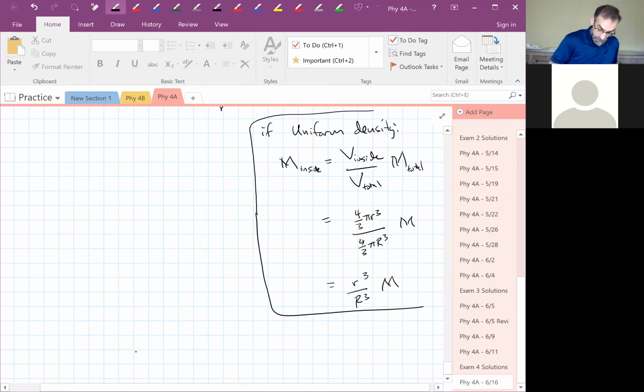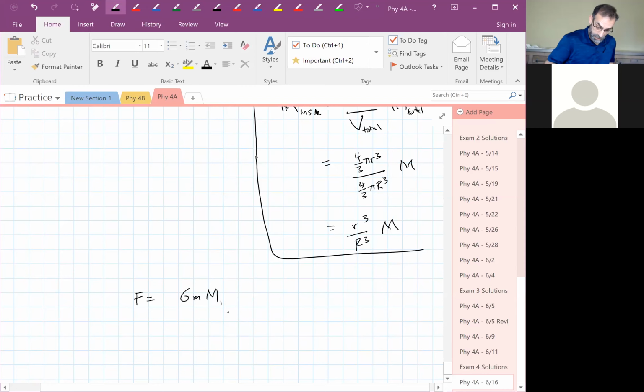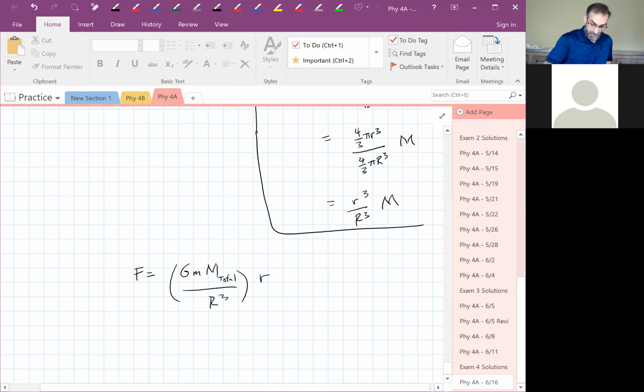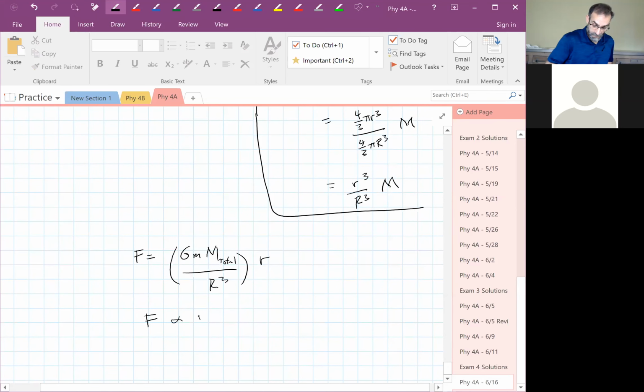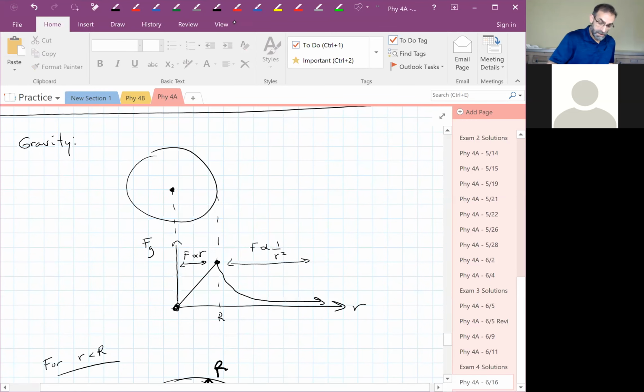And what do we end up with here? A bunch of constants. This is M total here, right? M. A bunch of constants times r. So it's proportional to r. That's what I told you up here, remember? I told you it was going to be proportional to r.